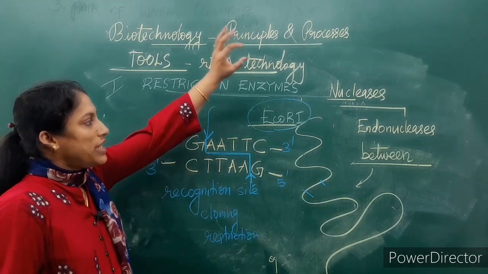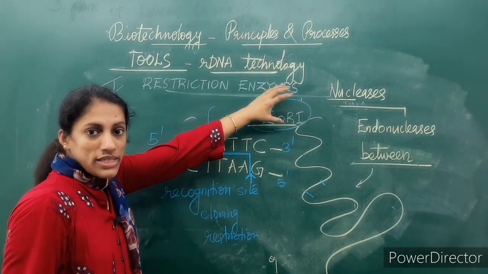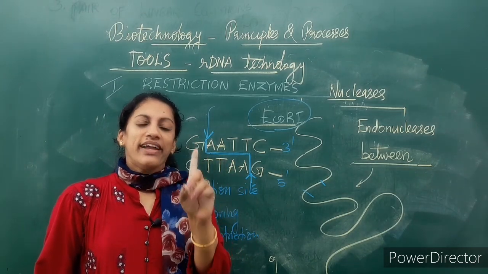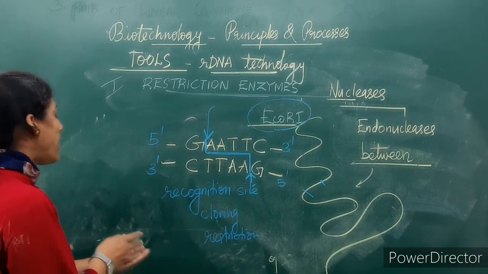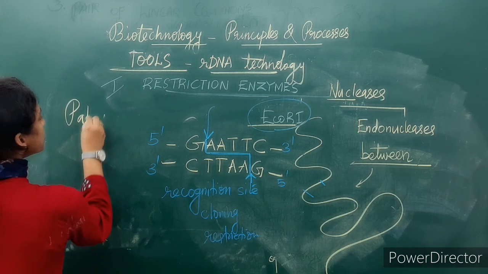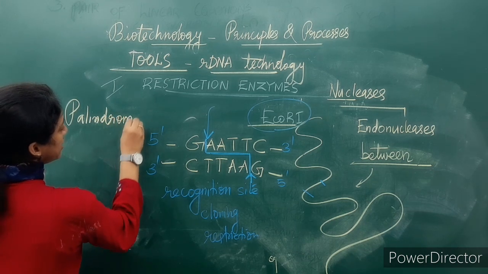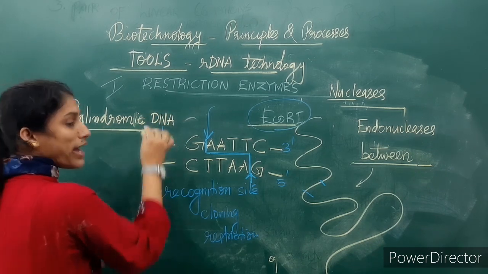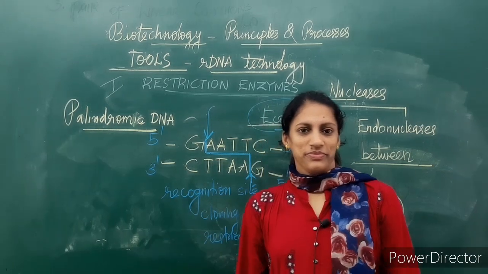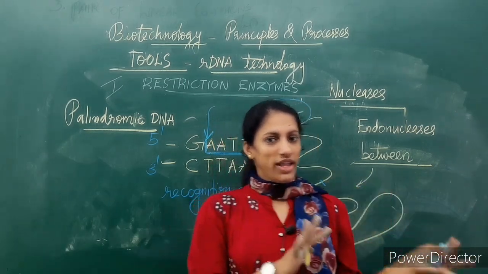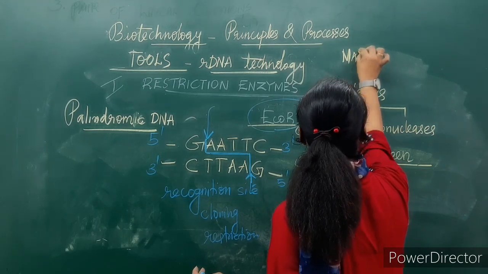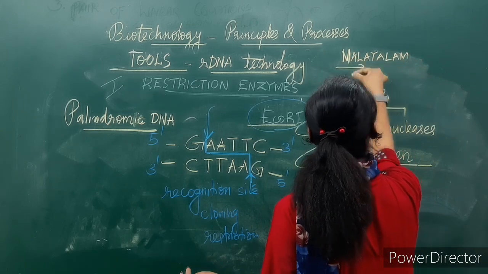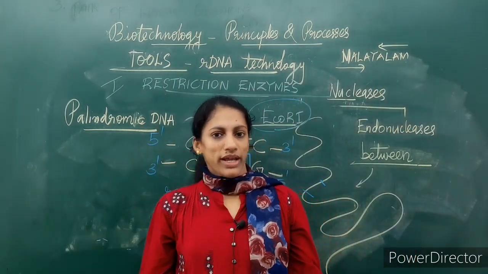Now, just understand, every restriction enzyme has a particular recognition site. And a very important thing, these recognition sites are palindromes, palindromic DNA sites. What do you mean by a palindromic DNA site? What is a palindrome? It reads the same from left to right and right to left. For example, Malayalam is a palindrome, you know that. Read from either side, it reads the same.